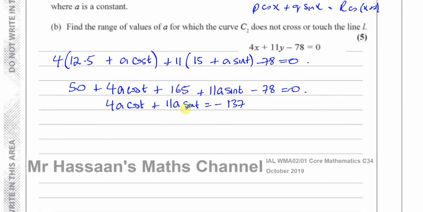If I can express this in the form of a single trig ratio, then I'll have something in terms of a times the cosine of an angle equals minus 137, and I've got to find the value of a for which that will have no solution. I can think about the cosine curve, and it will have no solutions if it never reaches minus 137 on the y-axis. That's what I have to think about.